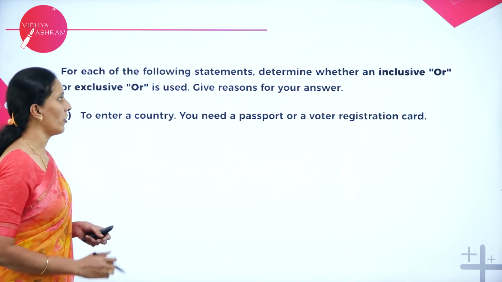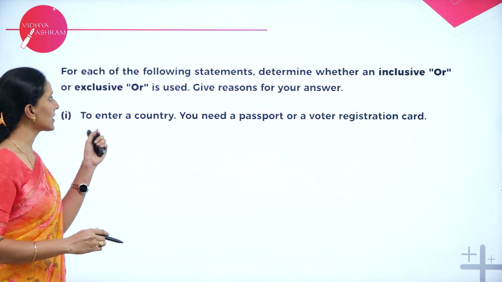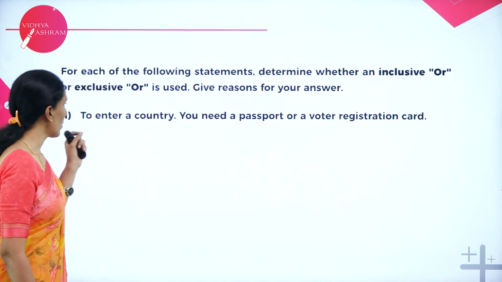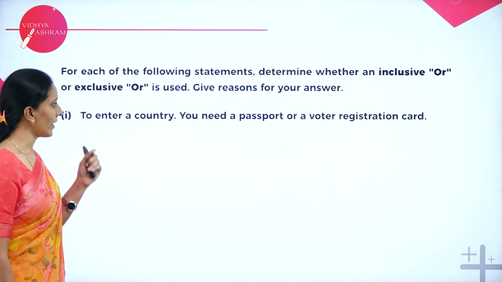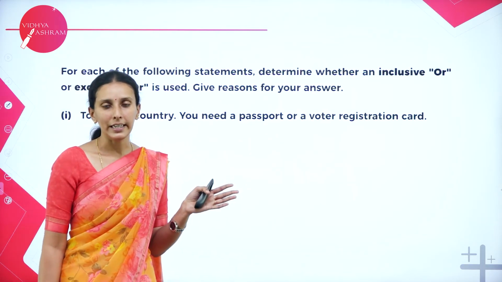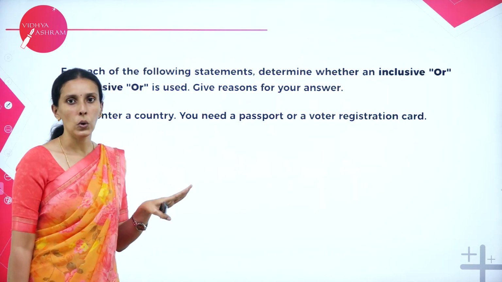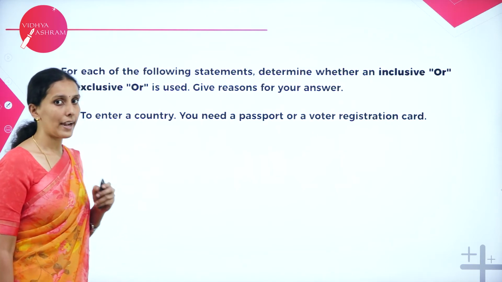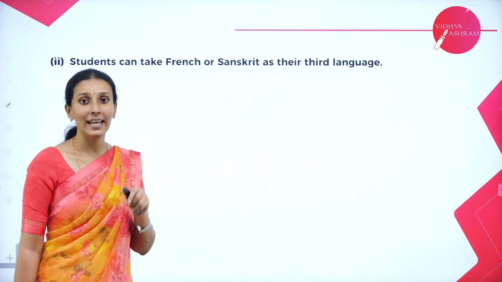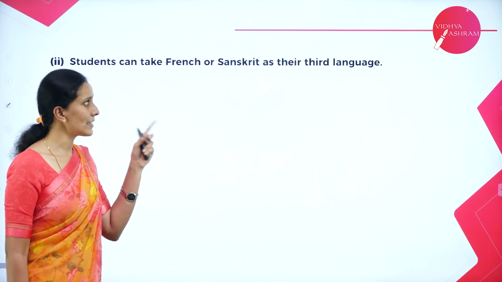For each of the following statements, determine whether an inclusive OR or exclusive OR is used. Give reasons for your answer. So let's look at the first statement. To enter a country, you need a passport or a voter registration card. So clearly, you can see here, either you need a passport or you need a voter registration card. Let's look at the second statement. Students can take French or Sanskrit as their third language. So either he can take French or he can take Sanskrit as a third language.